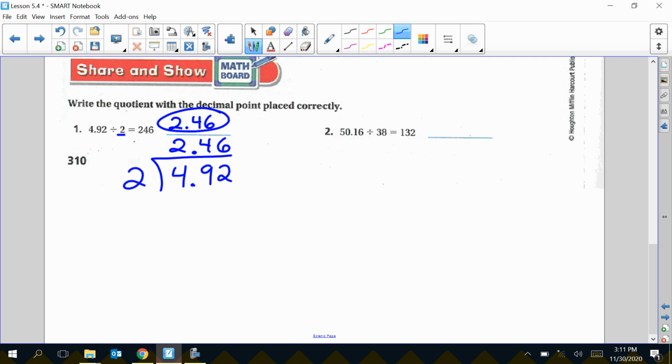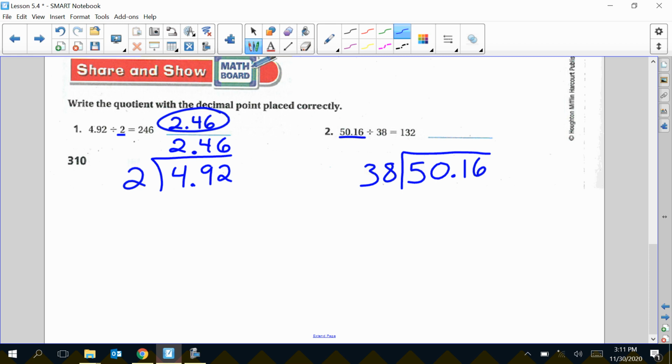Let's look at number 2. Again, the first number, 50.1600, goes on the inside. That's the dividend. We're dividing that by 38, which is the divisor. And our answer is 132, which is our quotient.